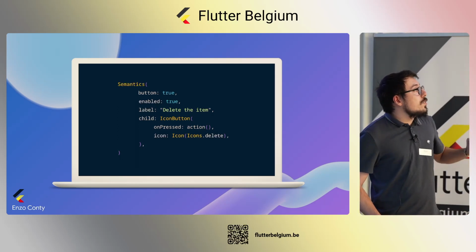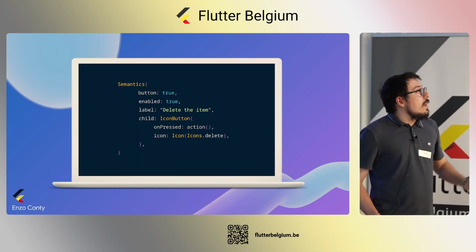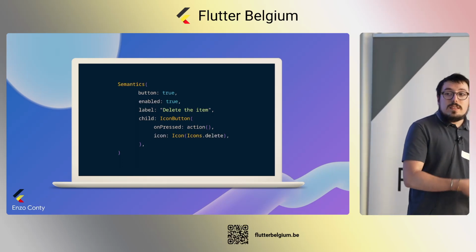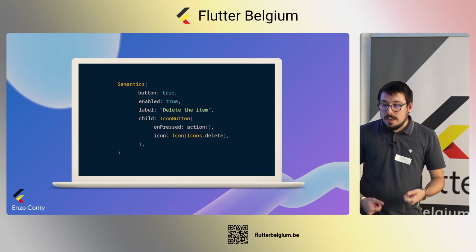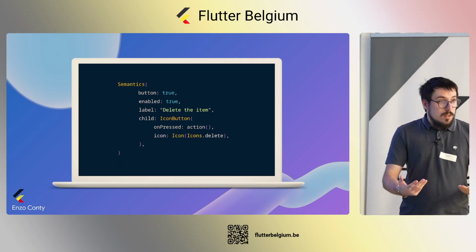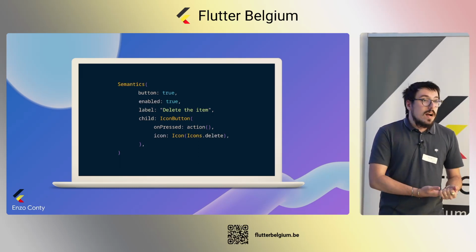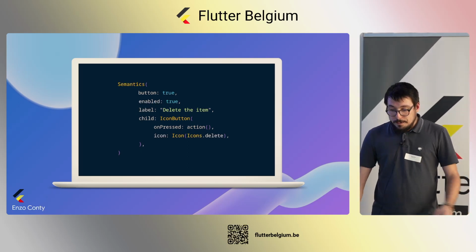We say that it's a button. Yes, true. Is it a label? Yes, okay, true. And what is the label? The label will probably be "delete the item." Then when I go over it with VoiceOver or TalkBack, it will say, "delete the item, button." This way, we understand that it's a button and it will actually delete the item and not do the opposite or something else.